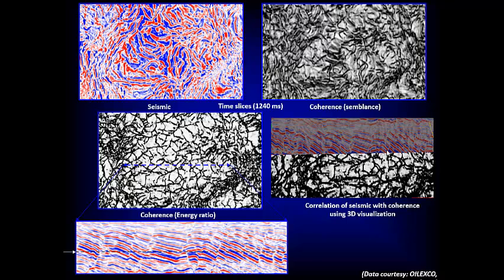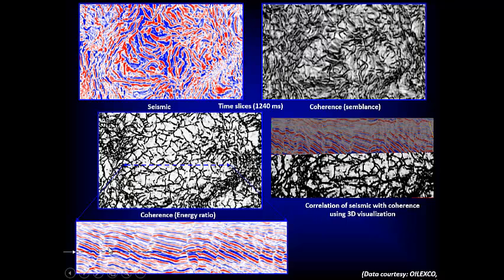Here is an example from the North Sea, where I have the seismic time slice on the top left. And of course, we are looking at time slices at 1240 milliseconds. And here is the coherence semblance algorithm. But look at the energy ratio performance. These are polygonal faults that are seen at this level. One of the explanations given for the formation of polygonal faults is the dewatering of overpressured shales.